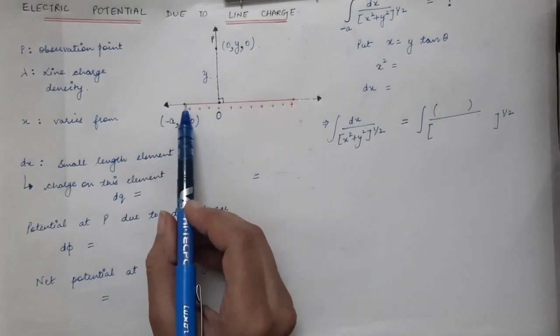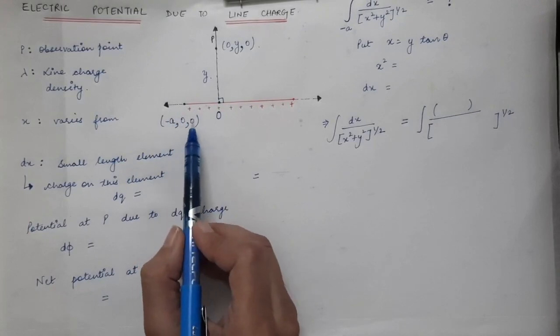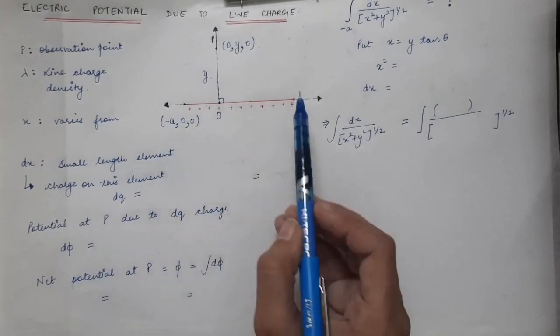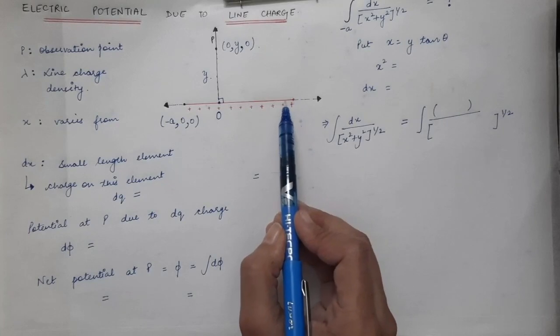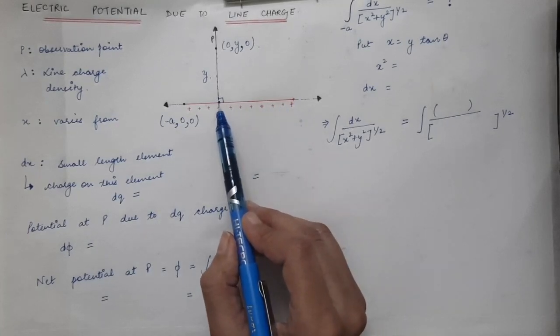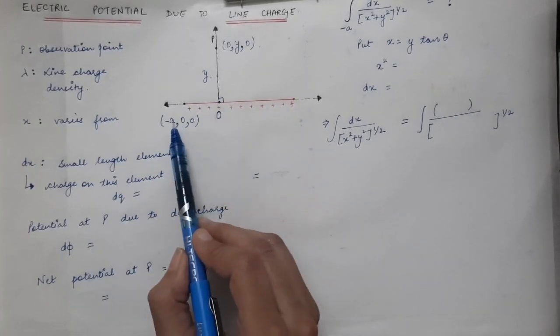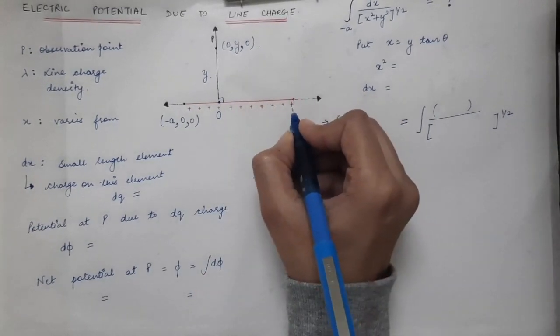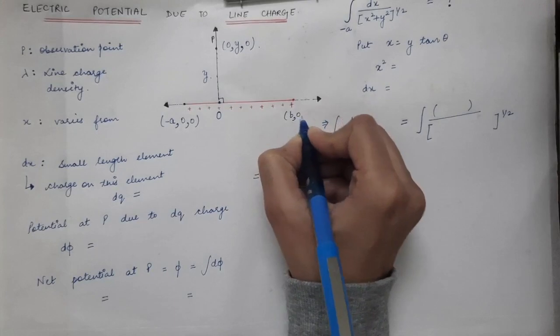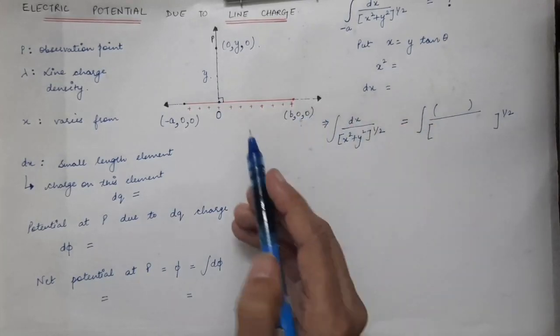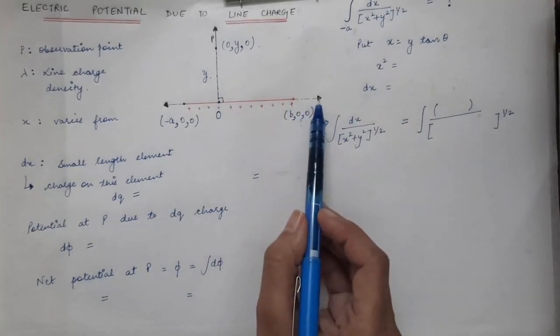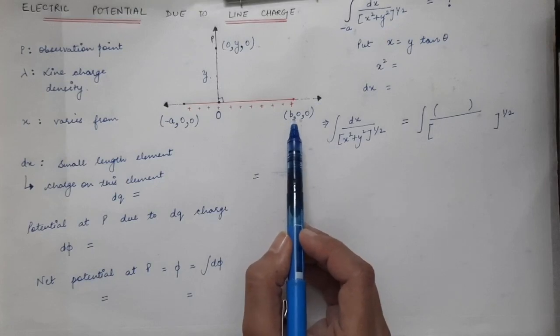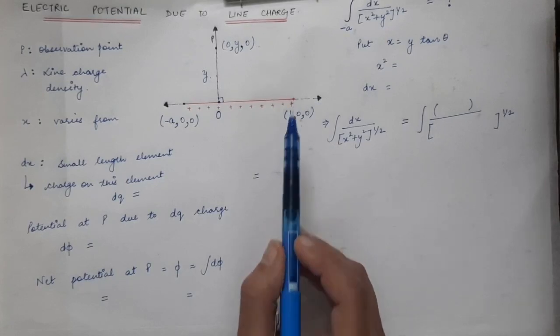Because this point is present on the x-axis, the other coordinates will be equal to 0. And this end point, let's say it is at a distance of b from the origin. So this point is at a distance of a and this point is at a distance of b from the origin. What will be the coordinates? They will be b, 0, 0. This is the positive x-axis, therefore we have plus b as the x coordinate of this particular point.